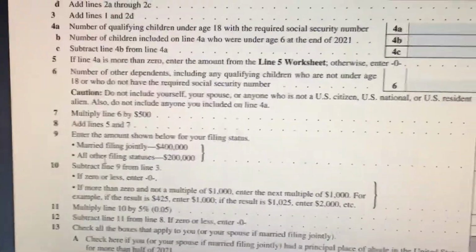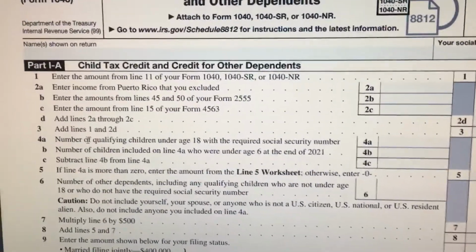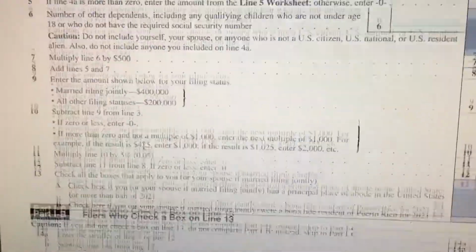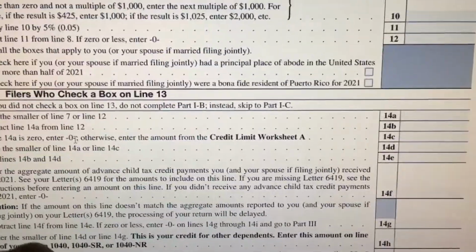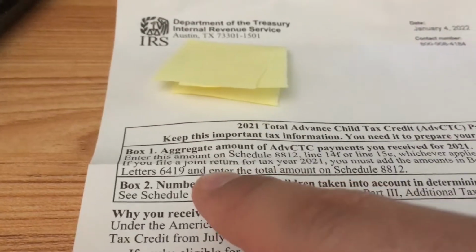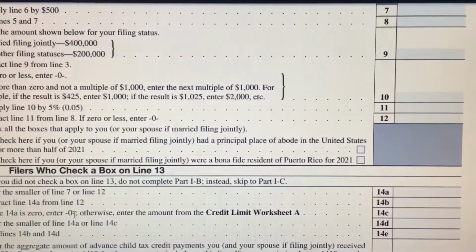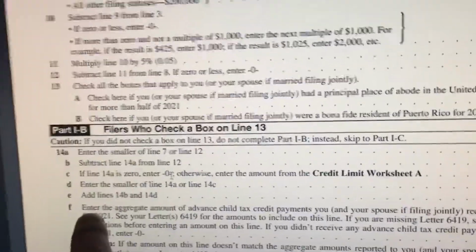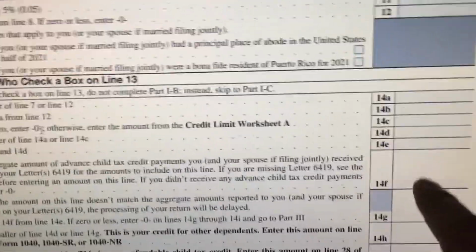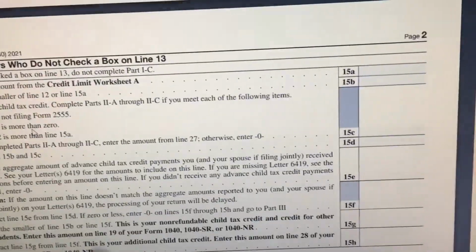This is actually a very confusing form. I hold a master's degree in applied math, and this is very confusing to me. It took me like an hour to do. But anyways, the part that I need to enter from the form, letter 6419, I need to put this amount into, what's it called? 14F or 15E. So this line, 14F. Hopefully this helps someone. If it didn't, I'm sorry. Or 15E.